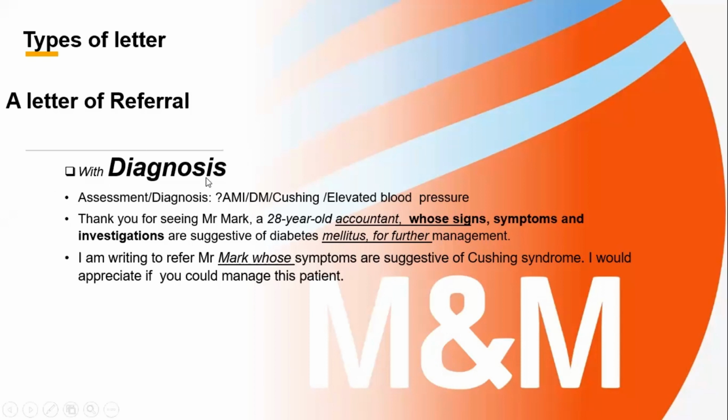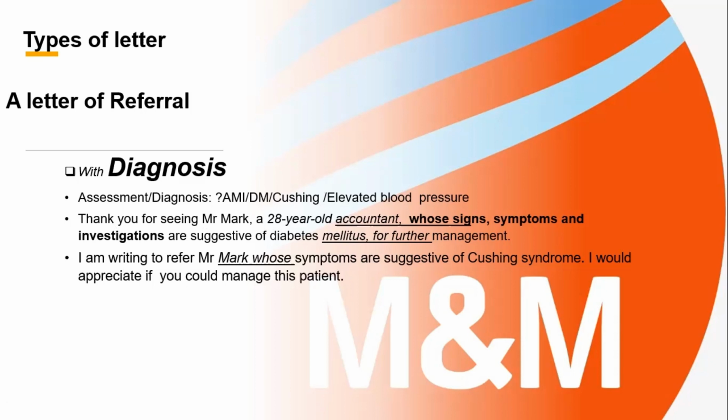Normally in a letter of referral, we always have a diagnosis given at the end of the case notes. So let's say it's AMI, diabetes, Cushing, or elevated blood pressure, and so on. We can write the diagnosis simply in the introduction. These are some conventional statements that you can use to write a referral letter. Thank you for seeing Mr. Mark, a 20-year-old accountant, whose signs, symptoms, and investigations are suggestive of diabetes mellitus, for further management.